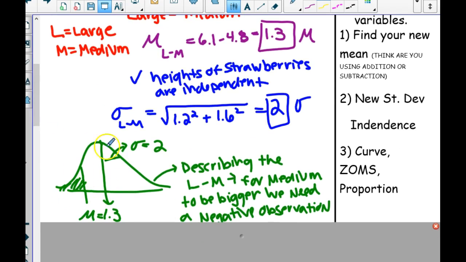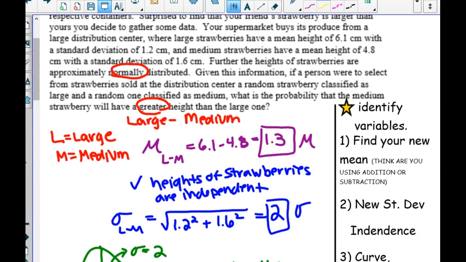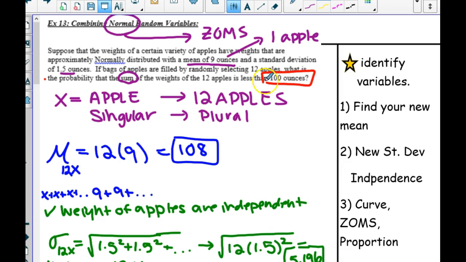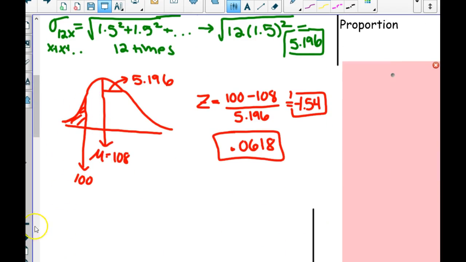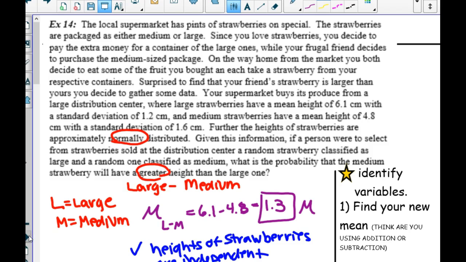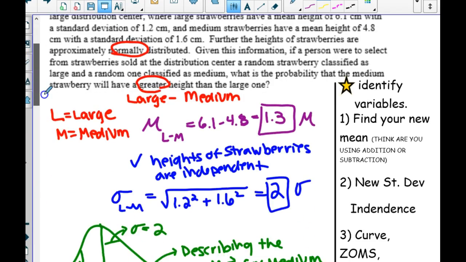And then I talk about this curve. This curve is describing the distribution of large strawberries minus medium strawberries. But the question isn't giving us an observation like it did here. Here it gave us that observation of 100, so we knew that 100 had to go right here for the curve. Now we have to think about, where do I need to put that line?